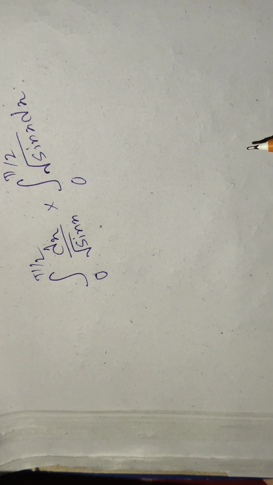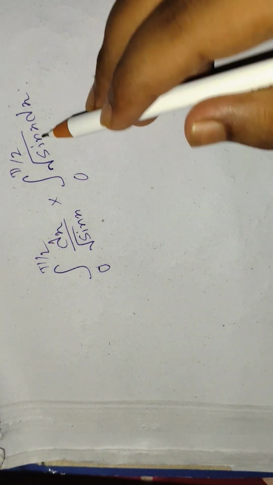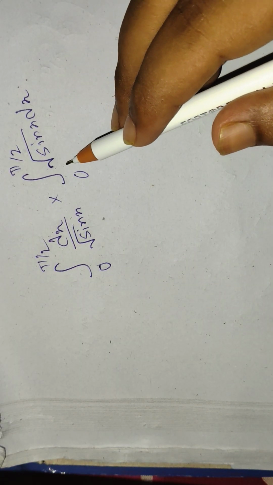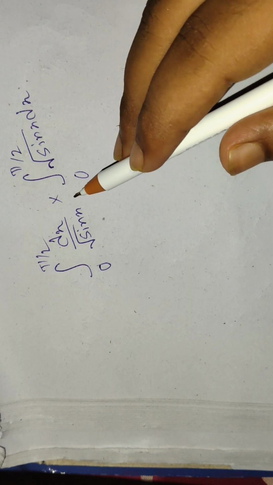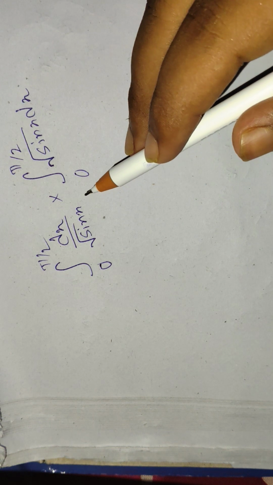No, you are wrong, because we can't multiply two integrals. They are different. The function is different, so you can't multiply. If we have to add, then we can easily add them. Let's say this is not a multiplication symbol, but an addition symbol. In that case you can do that.